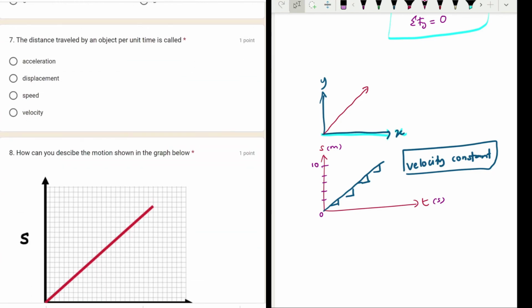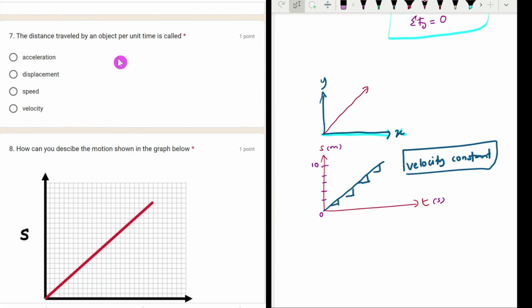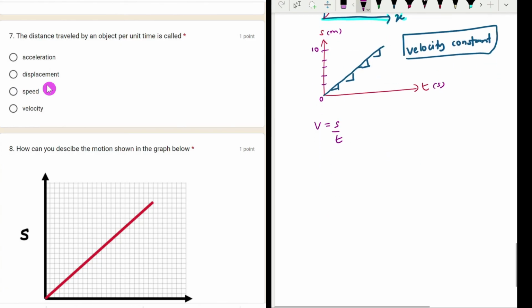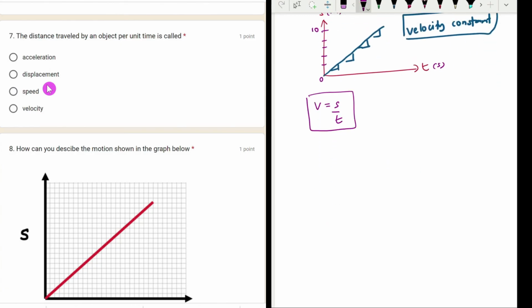Next, the distance traveled by an object per unit time is called. Ini ramai yang salah sebab apa? Sebab soalan tak kata displacement. Soalan kata distance travel. Okay, S over T. Remember V is equal to S over T, sebab dia dah mention dekat sini ini adalah distance. So bila distance, V itu bukan velocity tetapi kita consider distance adalah scalar quantity bahagi dengan masa. So V here is the speed of the object.